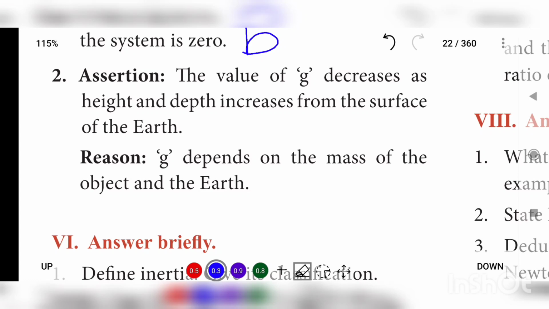Second one, assertion: the value of g decreases as the height and depth increases from the surface of the earth. Reason: g depends on the mass of the object and the earth.